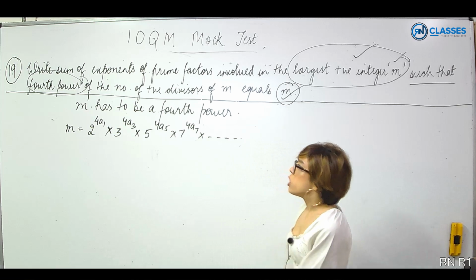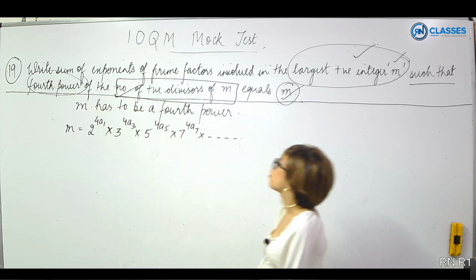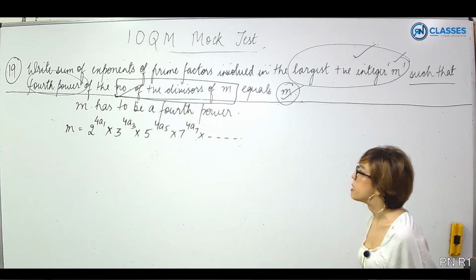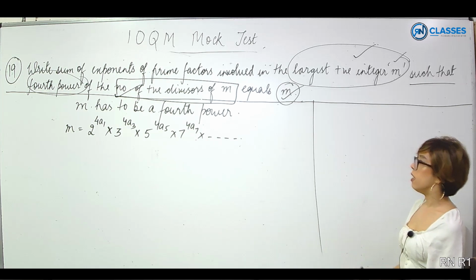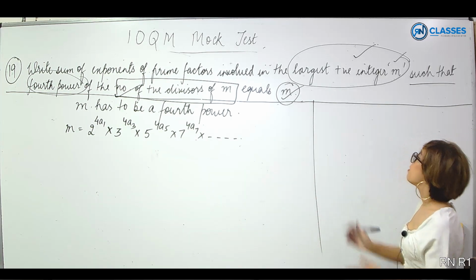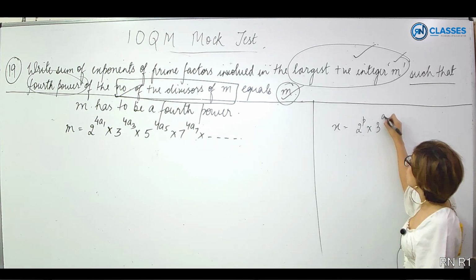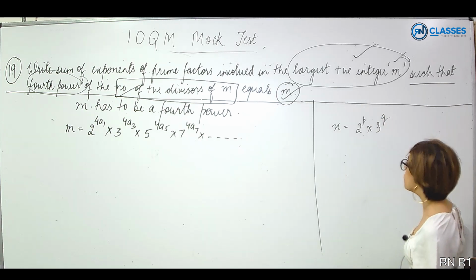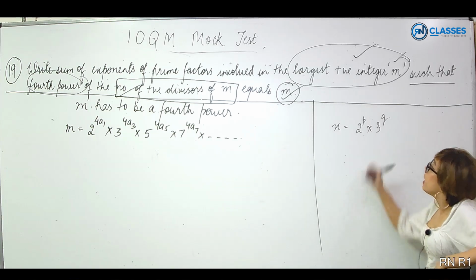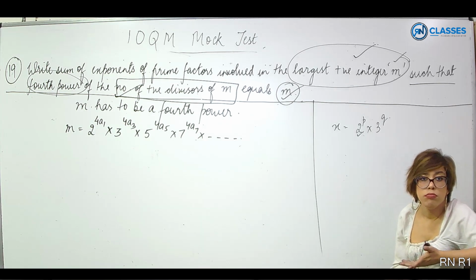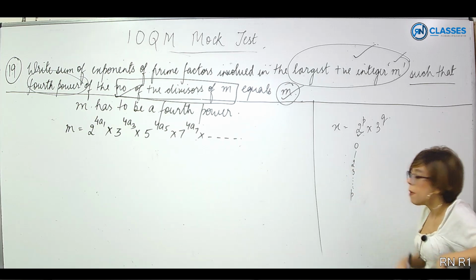Now, what is the condition? He says the fourth part of the number of positive divisors. First of all, I need to talk about the number of positive divisors of m. Right? Number of positive divisors of m. Now first of all, on the side, let's just discuss this thing. Suppose I have x and I have written x as 2 raised to p into 3 raised to q, whatever the values of p and q. Right? Okay, I've written this natural number like this. I need to find the number of divisors. Mind it, the divisors can have the power of 2. The power can be 0. Yes. It can have 1. It can have 2. It can have 3. And the maximum power can be p.